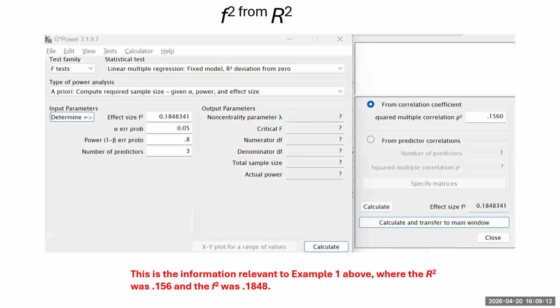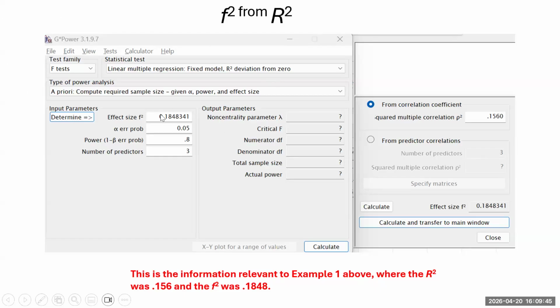Okay, so if we want to compute F squared from R squared, we can click on determine, and GPower will open up this other window, and then it'll give us a couple options here. So if we check on from correlation coefficient, we could enter the squared multiple correlation directly. In this case, we conjectured it was 0.156.